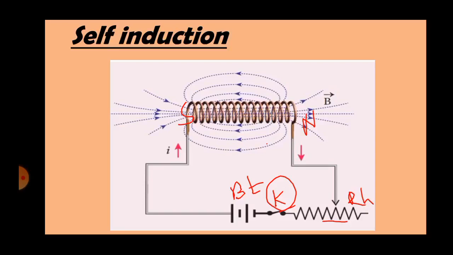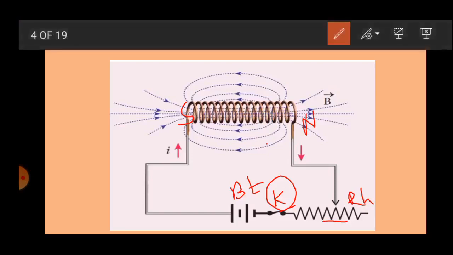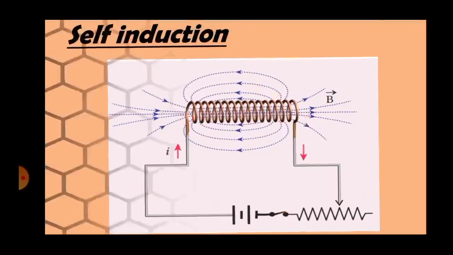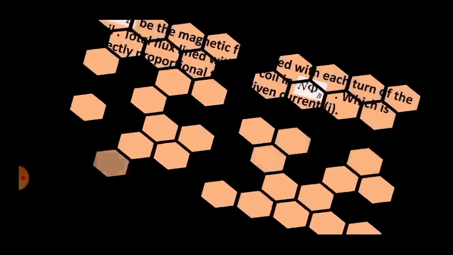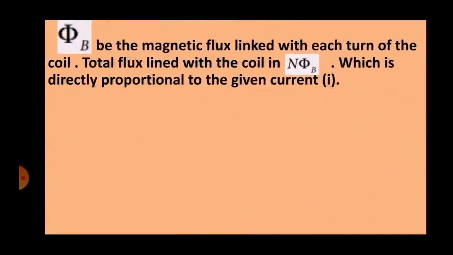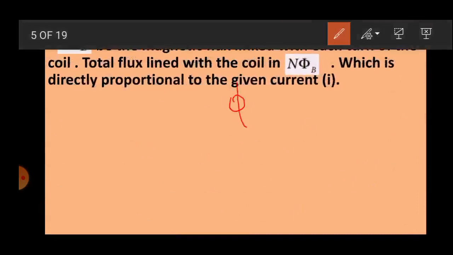Understand students? Now the magnetic flux is denoted by phi B. The magnetic flux linked with each turn of the coil is directly proportional to the current. So students, listen: magnetic flux is directly proportional to current. Phi B is directly proportional to I.